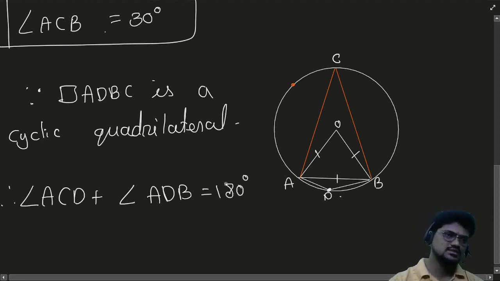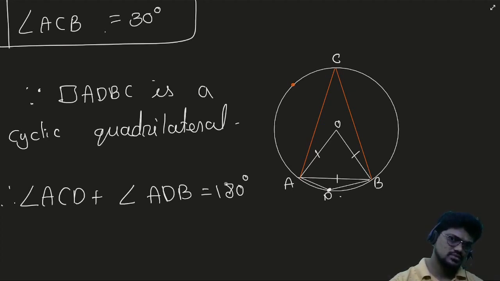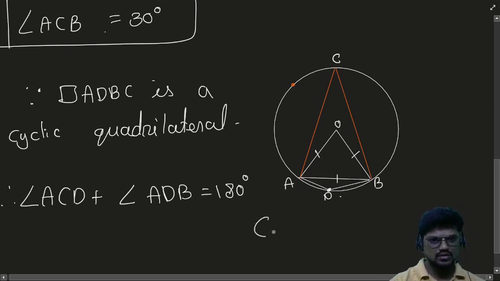Sum of opposite angles, sir, because of the cyclic quadrilateral property. And what is that property? The sum of opposite angles of a cyclic quadrilateral is 180 degrees. Okay, you can write it, sir. How, ACD? Sorry, ACB.